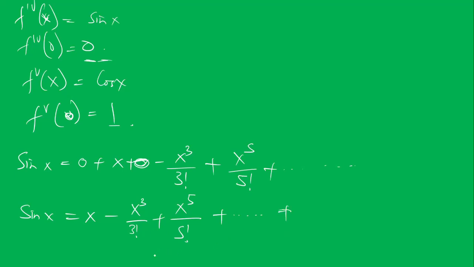Now when you look at it, let's say this is at position 1: 1 raised to the power 1 all over 1 factorial. If you look at it critically, 1 factorial is 1, and x to the power 1 is x, so it's the same thing. Now we have gotten that sine x is equal to x raised to power 1 all over 1 factorial minus x raised to power 3 all over 3 factorial plus x raised to power 5 all over 5 factorial plus, and so on.